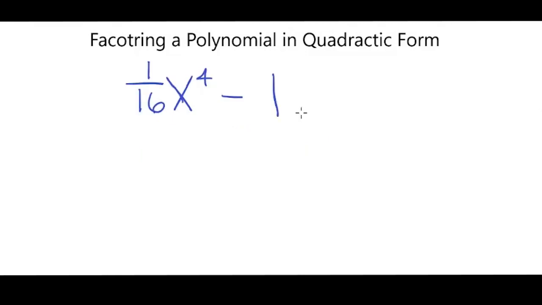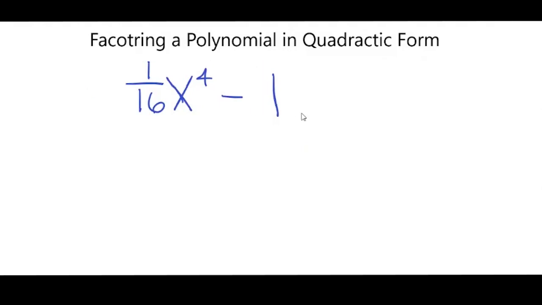So here I have 1/16 x to the fourth power minus 1. So I ask, is there a monomial that I can factor out of both of these terms? And I can only divide them both by 1. So that doesn't change the value of it. So then I ask, is it a difference of two squares? Is it possible to take the square root of both terms?